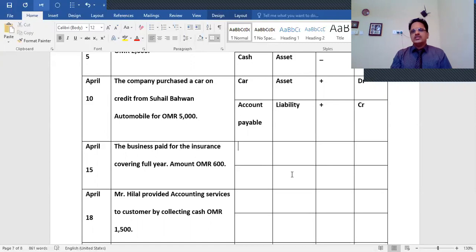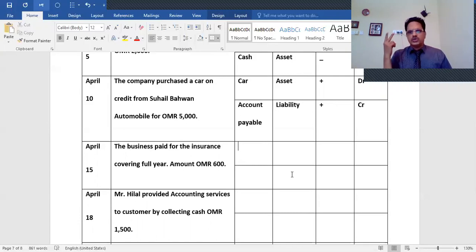It's very easy. But deciding debit and credit is the most important task for almost all diploma students. If you are very good at deciding debit and credit, or applying the rules, then you will be good in other areas of accounting when you go ahead. Next: the business paid for insurance covering the full year, OMR 600.